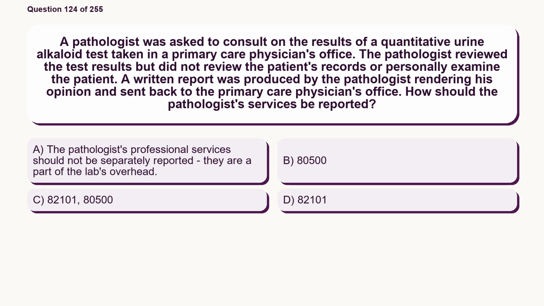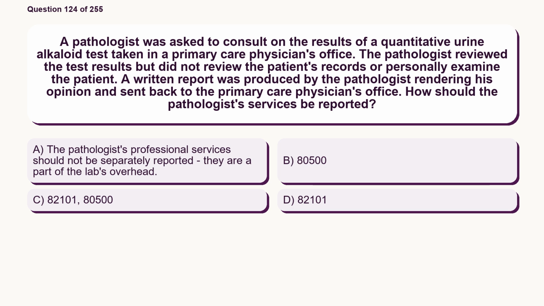Question 124. A pathologist was asked to consult on the results of a quantitative urine alkaloid test taken in a primary care physician's office. The pathologist reviewed the test results but did not review the patient's records or personally examine the patient. A written report was produced by the pathologist rendering his opinion and sent back to the primary care physician's office. How should the pathologist's services be reported?